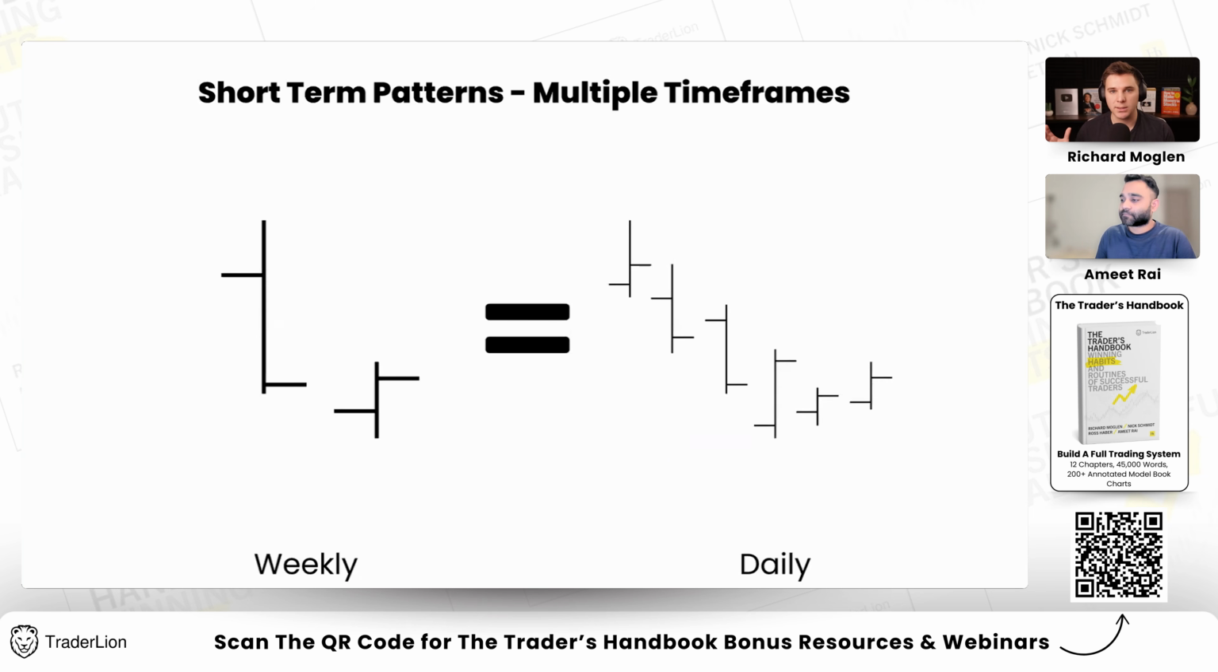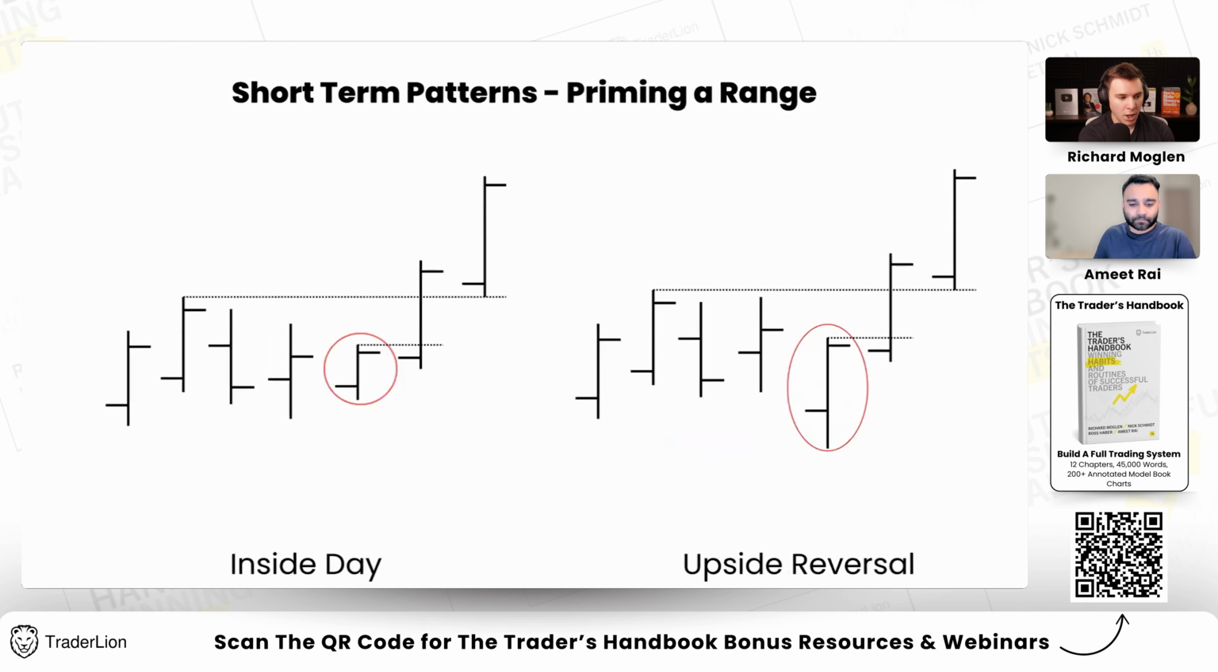Just zoom out to the weekly and think about what is the overall trend? What is the overall context? Does this stock look like it's being accumulated or distributed? This is really, really important and is really key to making sure you're trading with the longer term trend in mind.